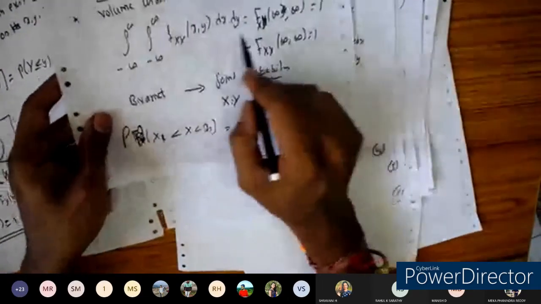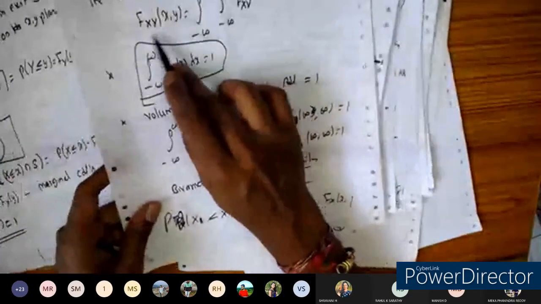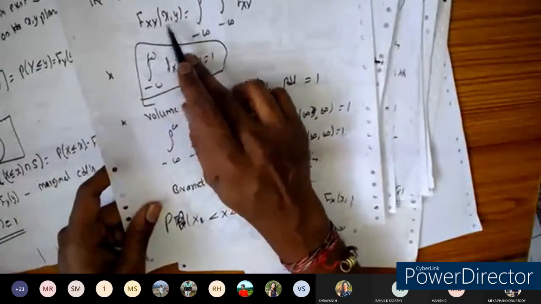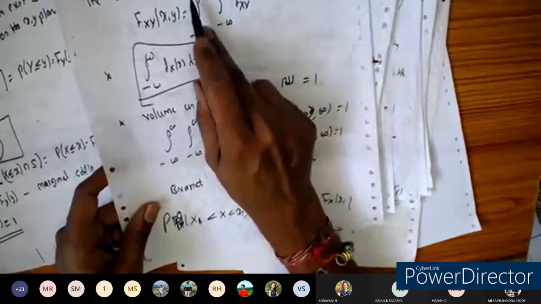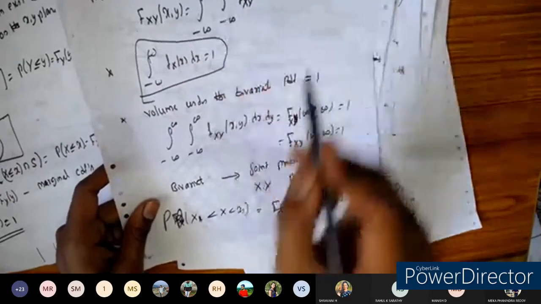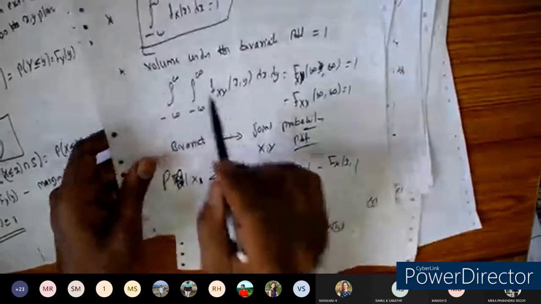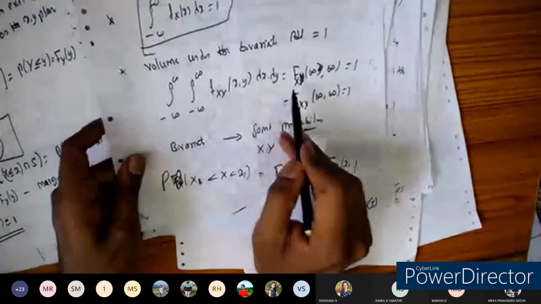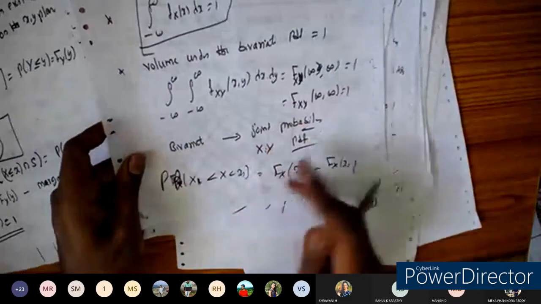It has a certain property: we can obtain the CDF from the PDF by integrating from minus infinity to y and minus infinity to x. Also, one of the properties of the PDF is that the volume under the bivariate PDF is equal to 1. The volume under the bivariate PDF is equal to 1. So we are seeing one concept of how to find the area.